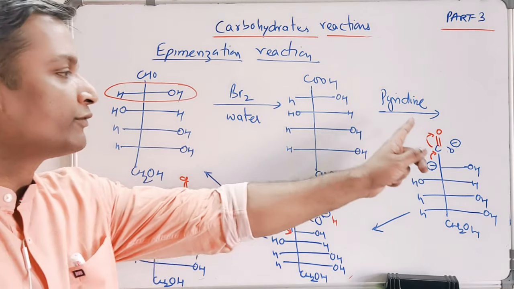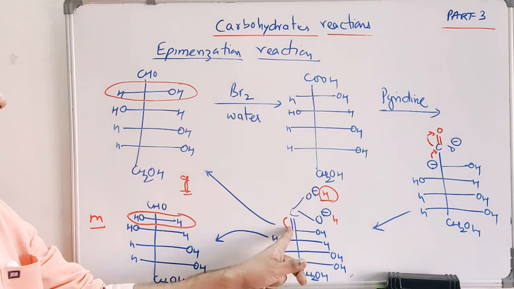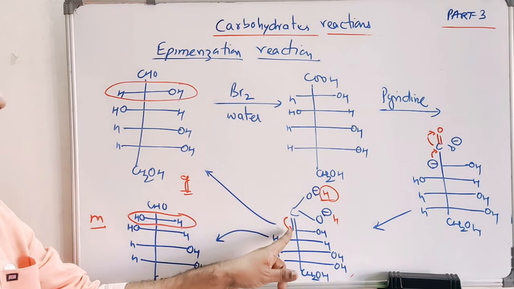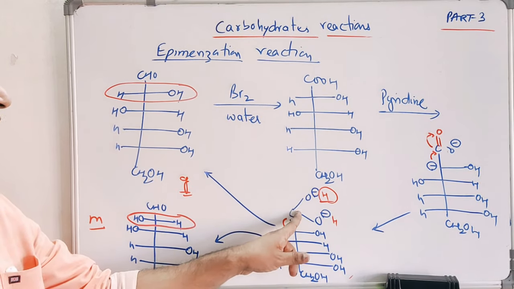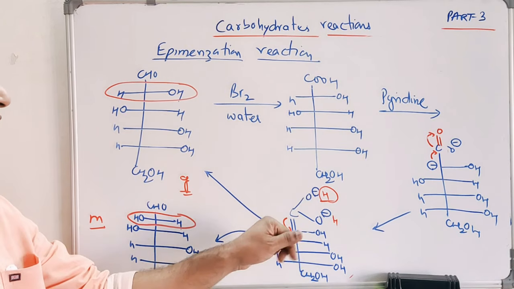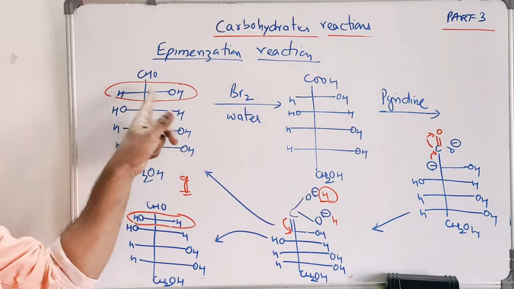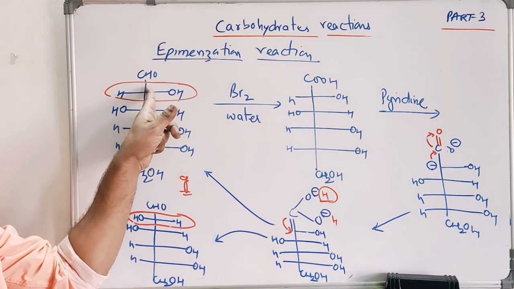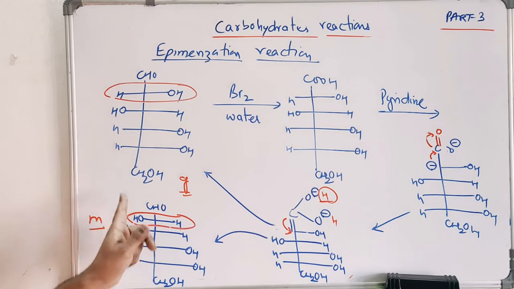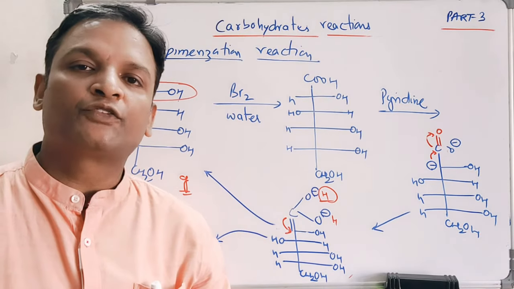In this reaction, after getting this, we can revert back to give us an aldehyde with either HOH or OHH. So we get OHH and HOH. Initially we get glucose, and this is mannose. This is what we call the epimerization reaction of glucose.